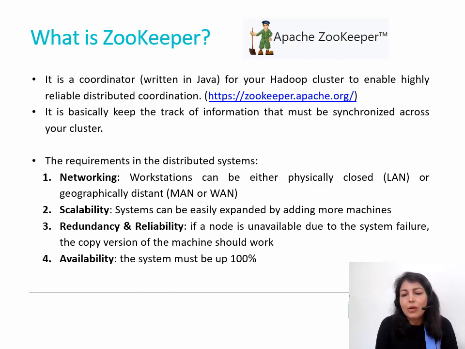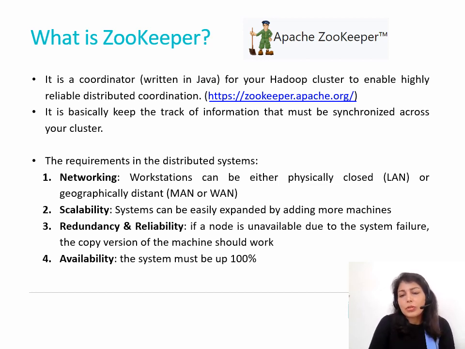This is really important. What does it mean? This means if a node fails for any reason, it shouldn't affect other nodes, and there should be a copy of that node available to work and not cause any problem for the system. And the last one is availability, which means the system must be available and must work properly 100%. Of course, one of the things that can make it possible is redundancy and reliability. Okay, they are the main requirements of a distributed system.